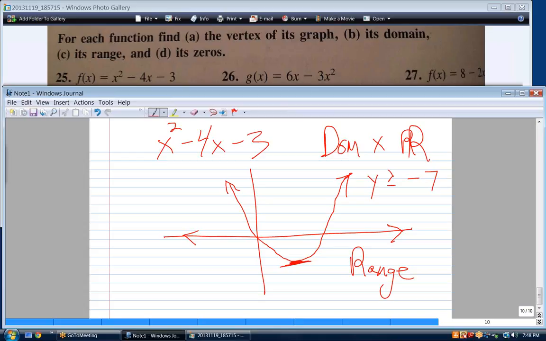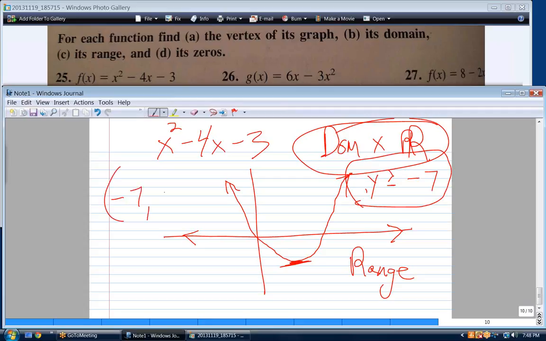So what would the interval notation look like? Have you had interval notation? No. How do they want their answers? Like this, or like that? All reals? Both of those work. Interval notation for the range would be -7, infinity with a bracket on the 7. In other words, we haven't seen that. Okay.